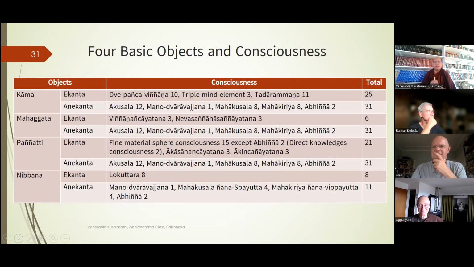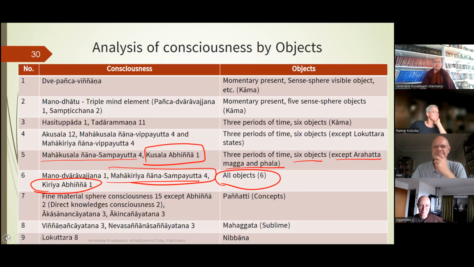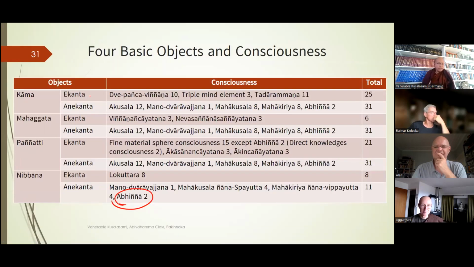At the beginning, the problem is when you point out one consciousness, if you don't remember that, it will be more complicated. If you remember Kusala Abhinna, all six objects, excluding the Arahata Magga and Phala, if you know that, then you can understand this Ekanta and Anekanta. Not very difficult, let me say like that.